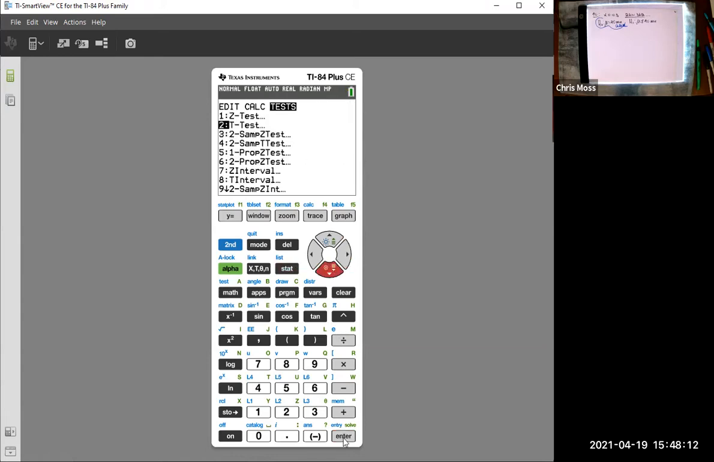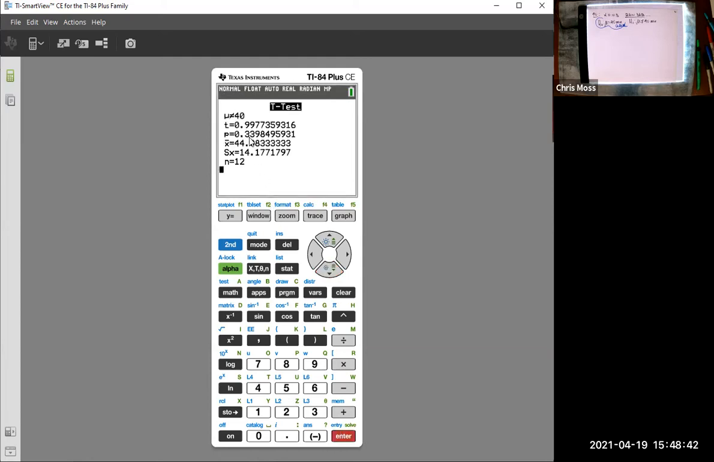I select my t-test again, but this time I use data. We had a claim of 40 minutes for my commute time. Data is in list 1. If it wasn't already selected, I could certainly point it there. Frequency should stay at 1 here. We have a two-tailed test. I'll make sure I select that, otherwise I'll get things wrong. And now I'll calculate the p-value.